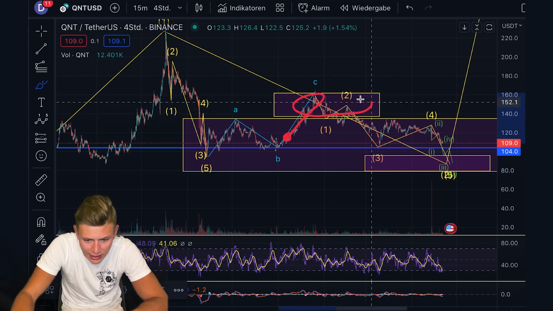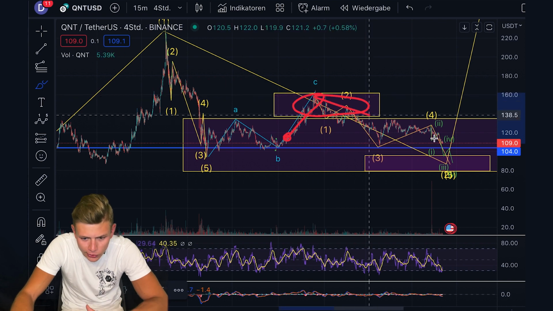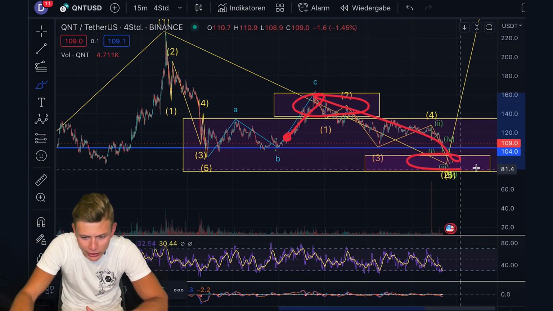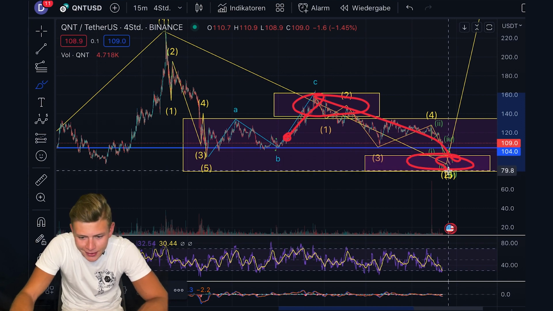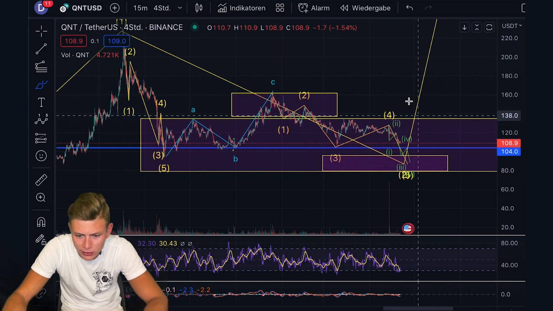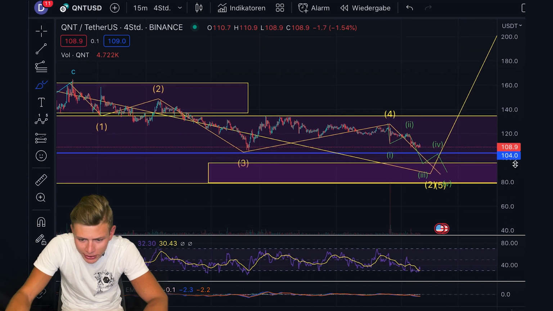The first one was up there, which we hit perfectly, got rejected. And we are now on the way to my second target area since months already. And I think we're going to hit it, of course. Still, there is no reason to change my expectations.